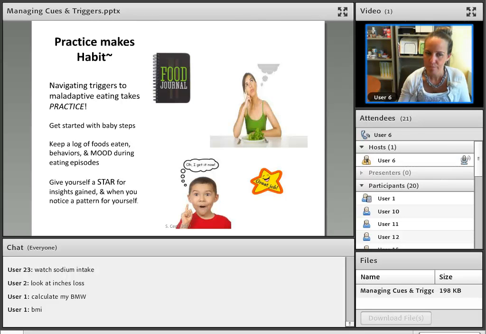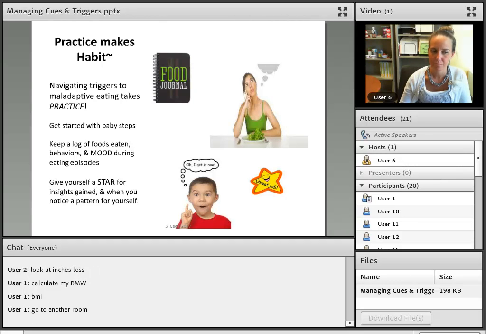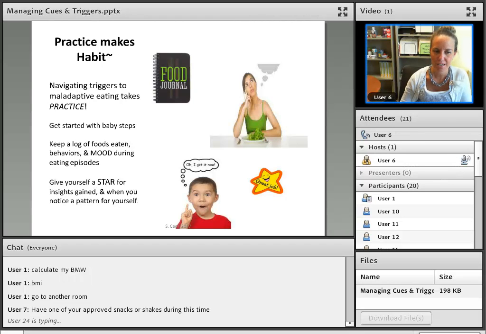So that's a cue. How might we adapt that situation without getting rid of our husband, without eliminating our husband? Go to another room. Have one of your approved snacks or shakes during this time. Good.